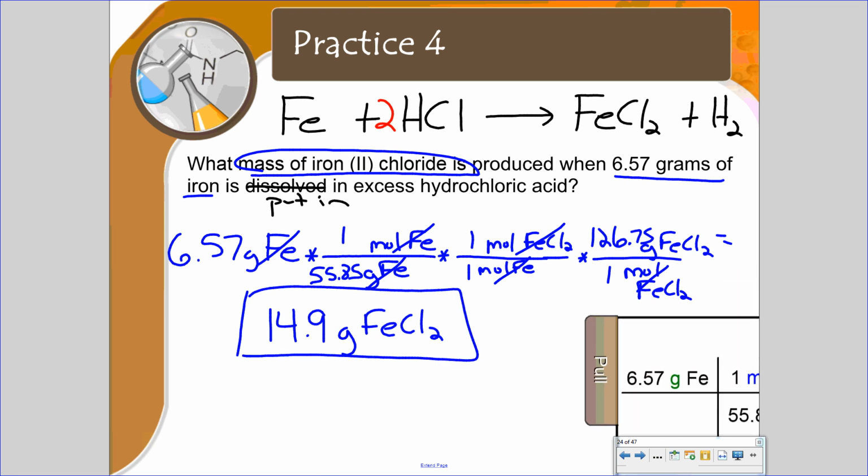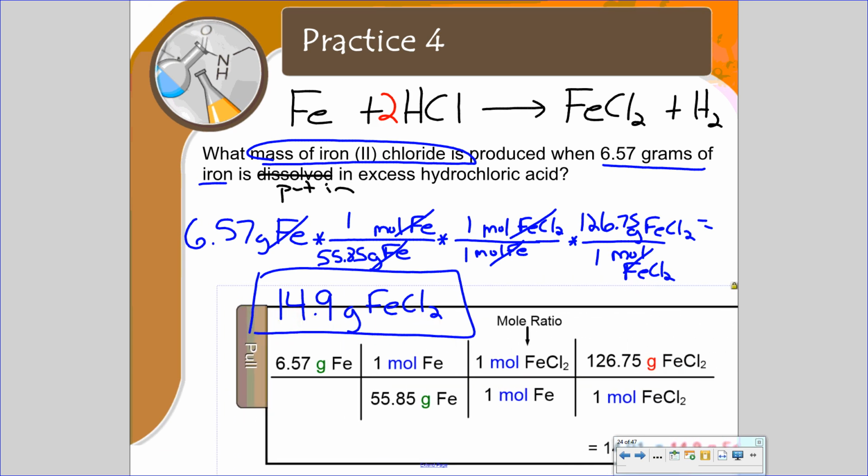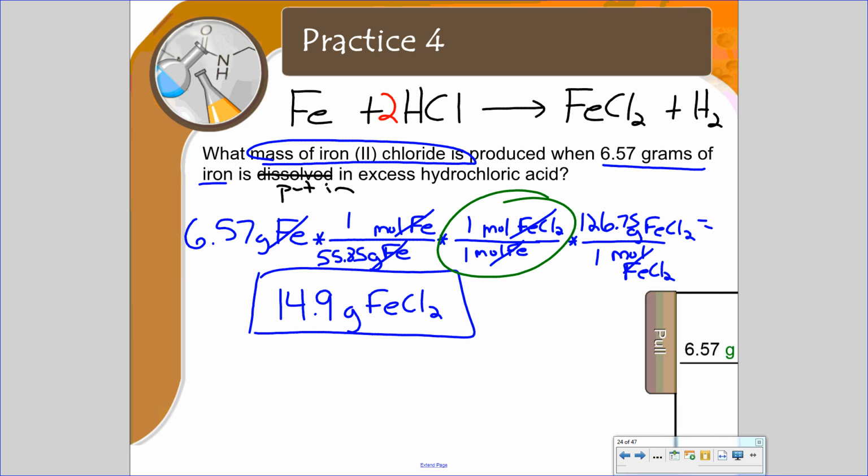I'll pull this little tab out to make sure. Oh, I did it right. Okay. And there's your mole ratio. If you skip the mole ratio part, you've lost like most of the problems.